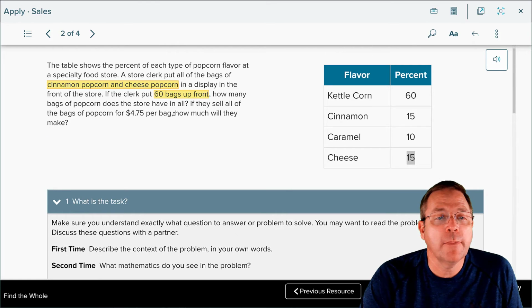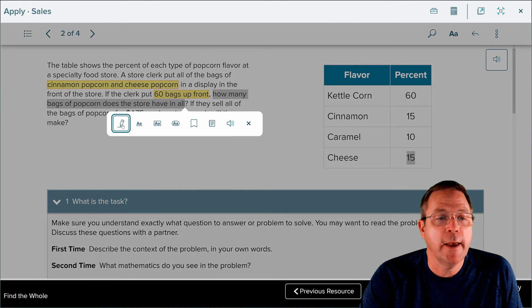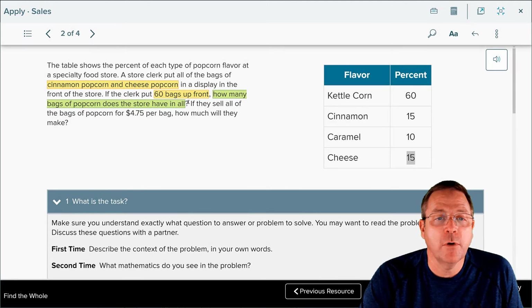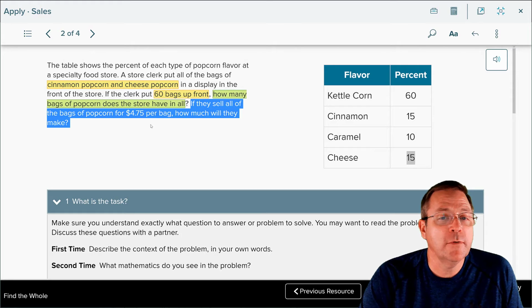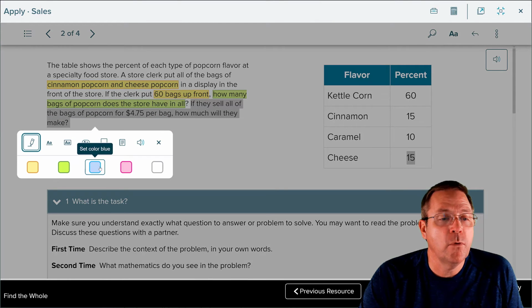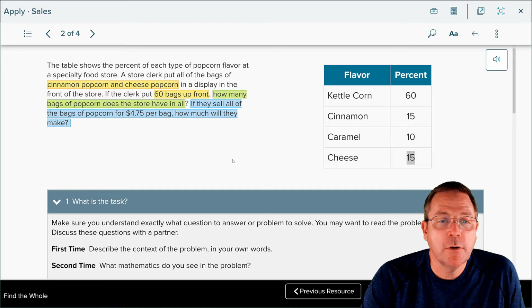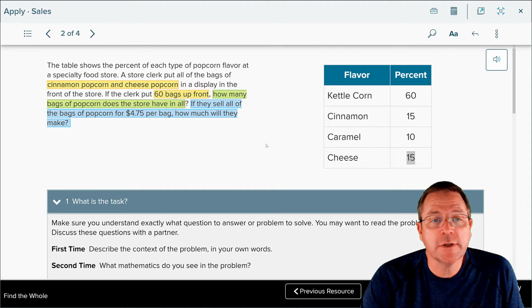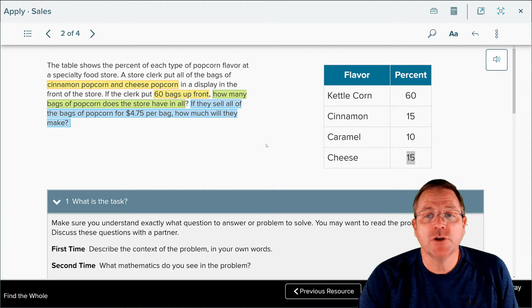And there's another question there, isn't it? I didn't highlight that. You had two questions. The first one was how much popcorn do they have in all? We just solved that part, and I totally missed the fact there is another question in there. If they sell all the popcorn for $4.75 per bag, how much will they make?